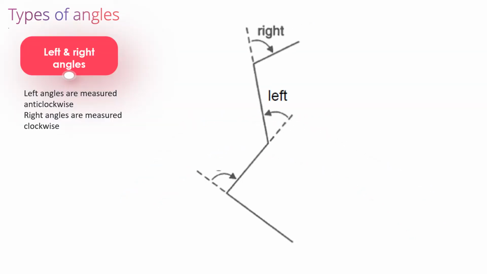Lastly, we have left and right angles. Left angles are the angles measured counterclockwise or anticlockwise. As you can see, this is my left angle that is measured counterclockwise from this preceding line, whereas right angles are the angles measured clockwise. You can see that. They are measured clockwise from this preceding line, or the prolongation of this preceding line. So these are the types of angles that we use in surveying.